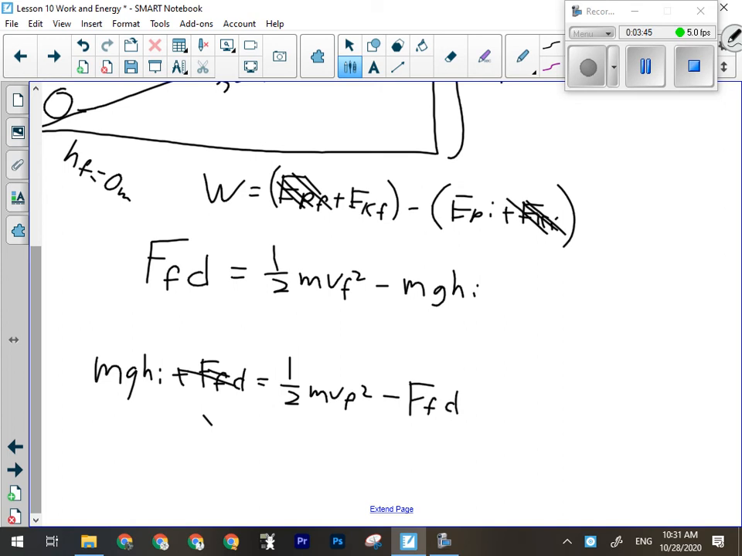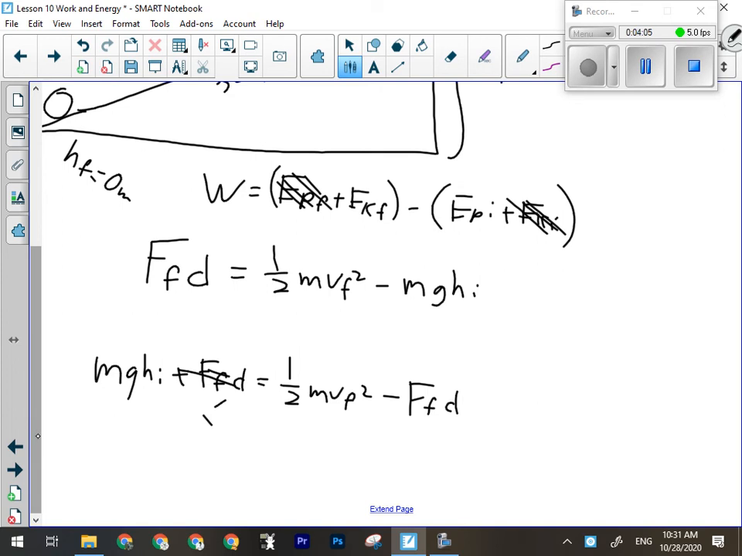Here's why this should make sense from a logical perspective. My initial energy should equal my final energy minus the work, minus the change in energy. Final minus the change should give me what I started with. Everybody okay with that idea?